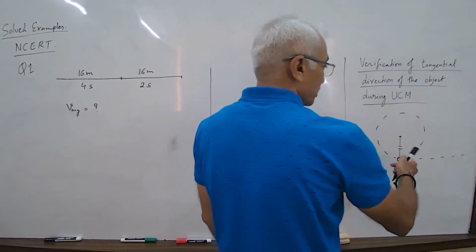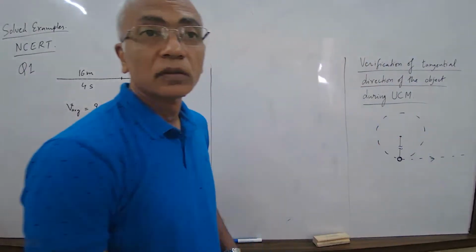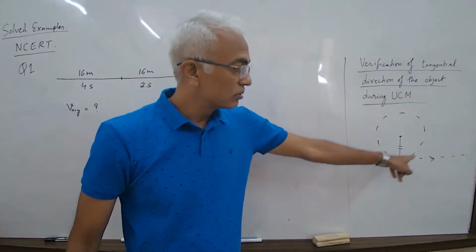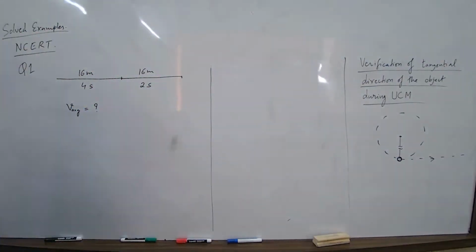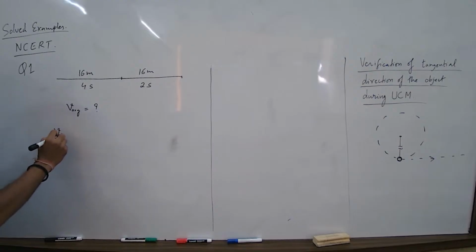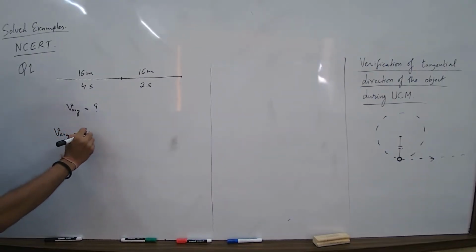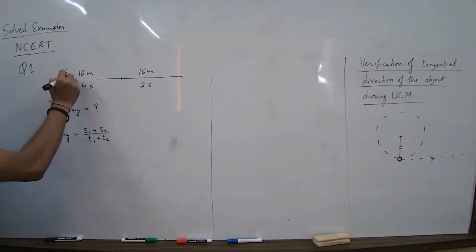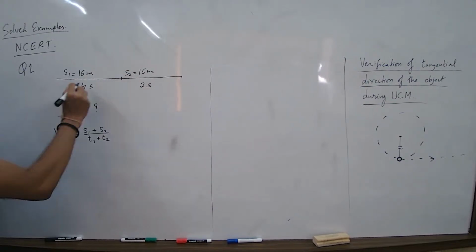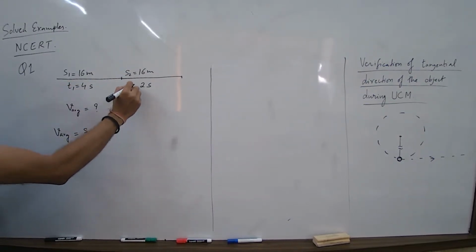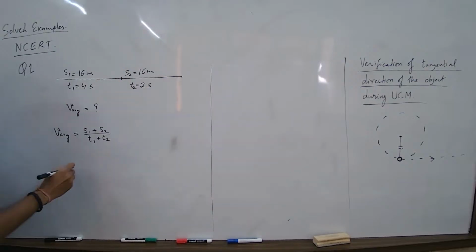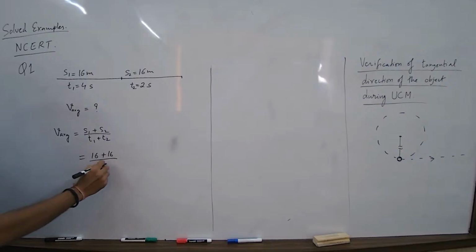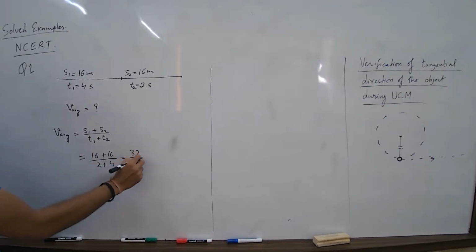It's like if the string breaks, it will follow this one. So what is the formula for average speed? S1 plus S2 divided by T1 plus T2. Here you have only S1, S2, T1 and T2, so it is applicable for any number of distances. Total distance upon total time.